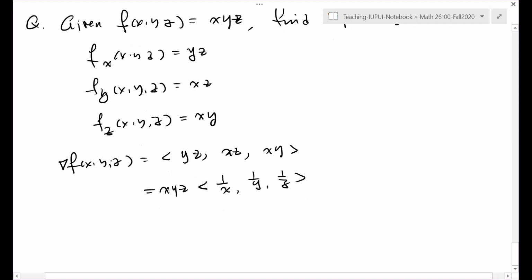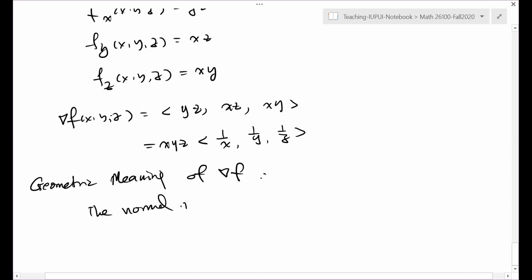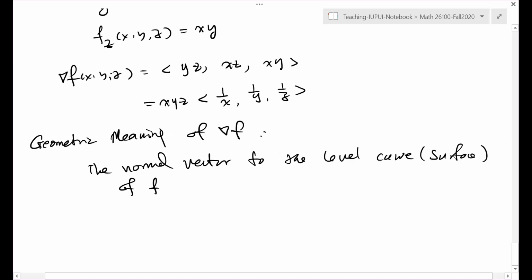So the meaning of the gradient of the vector is actually, you can tell, this is the geometric meaning: the gradient of f is the normal vector to the level curve, if in two dimensions, or level surface of the function, depending on the variable, okay?